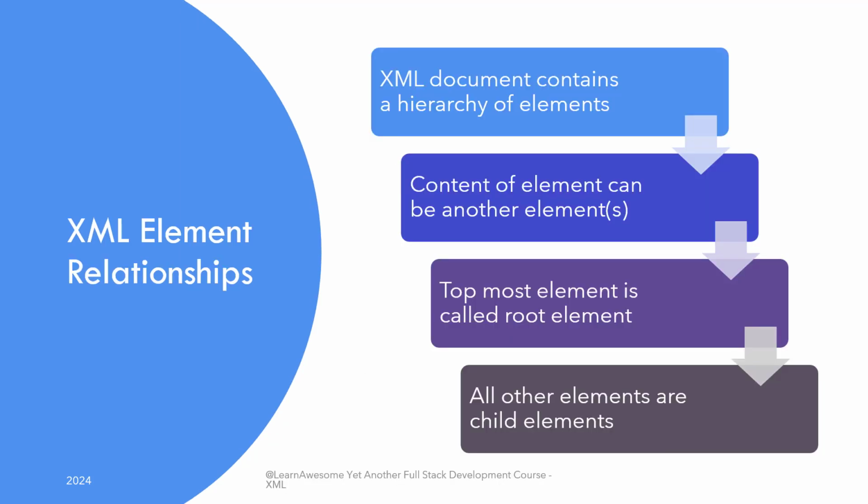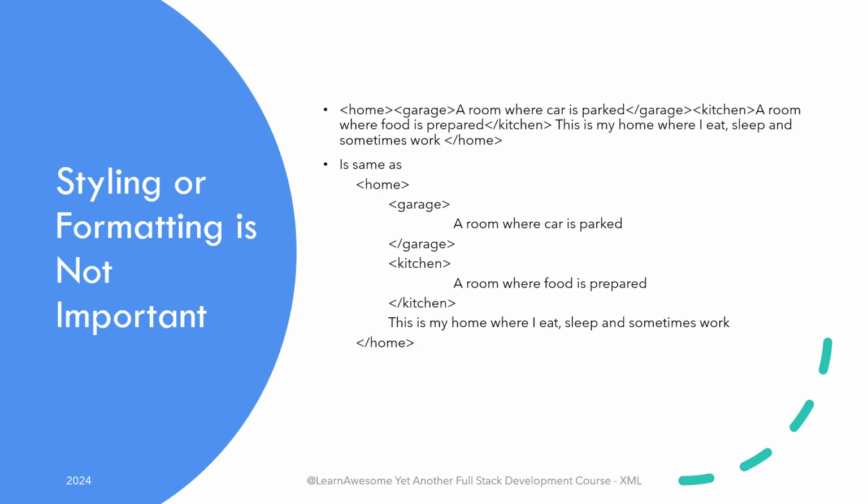far. An XML document contains a hierarchy of elements, which means content of an element can be other elements. The topmost element is called the root element and contains all other elements, which are called child elements. Here we have a more detailed example of what an element with nested hierarchy looks like. As you can see, both single line and multi-line home elements are perfectly valid XML. You can pause and look closely at the example, and I'll explain it further in the next slide.